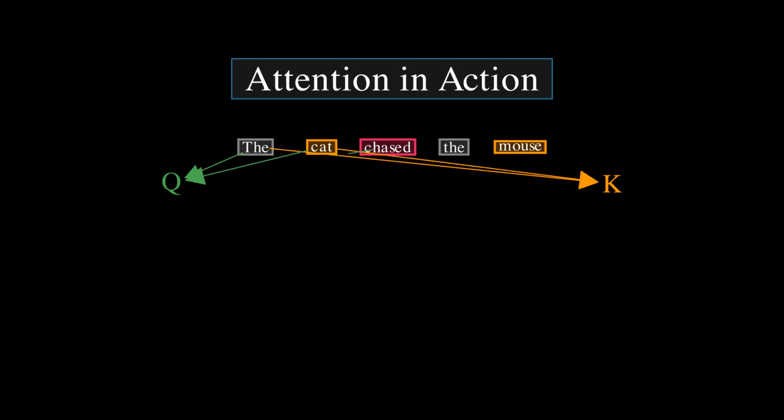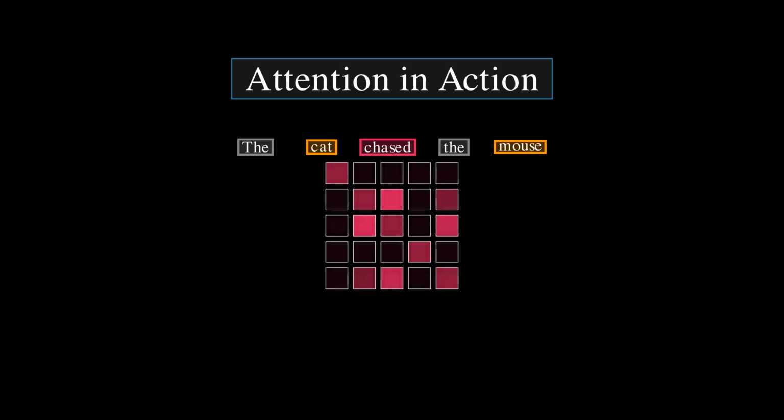Let's see this in action. Here we have the sentence, "The cat chased the mouse." Each word is transformed into query and key vectors. Watch as we compute attention scores. The word cat as a query pays high attention to chased and moderate attention to mouse, while barely noticing the. This happens because the query vector for cat has high similarity with the key vectors of action words and objects, but low similarity with function words.